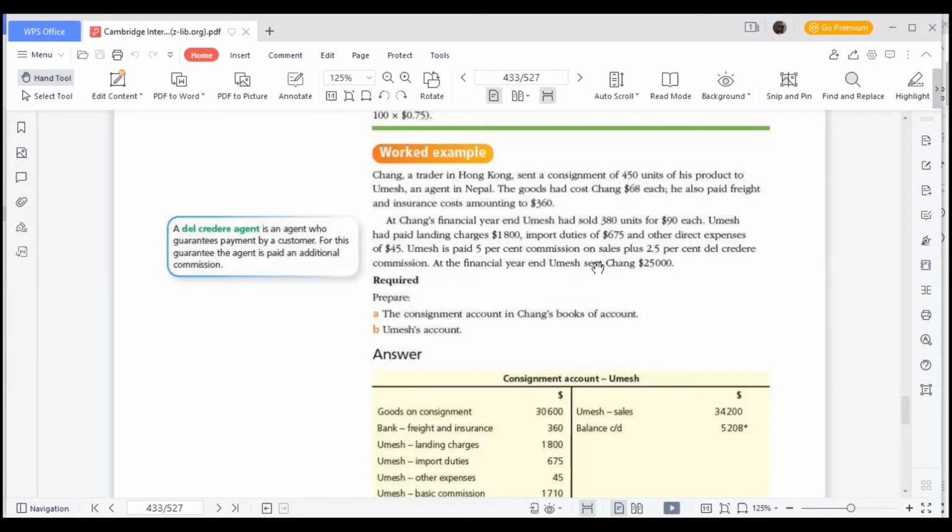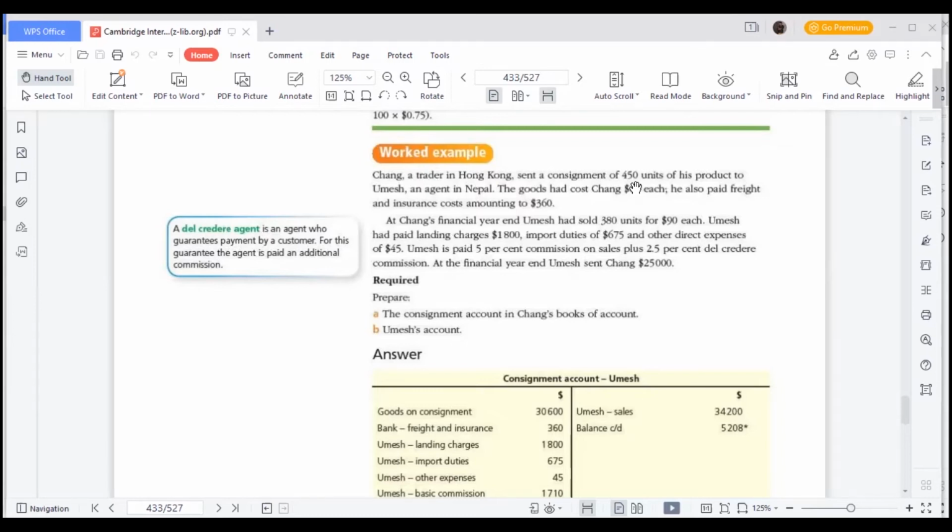For which guarantee the agent is paid an additional commission. So when you give 100% assurance that you will pay the amount, that is where you get another 2.5% commission. At the financial year end, Umesh can send Chang $25,000. Now let's see how to create the consignment account in Chang's books of account and Umesh account. So we're going to start with the first one with a very easy understanding.